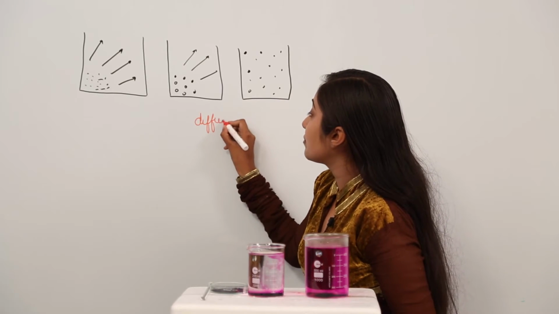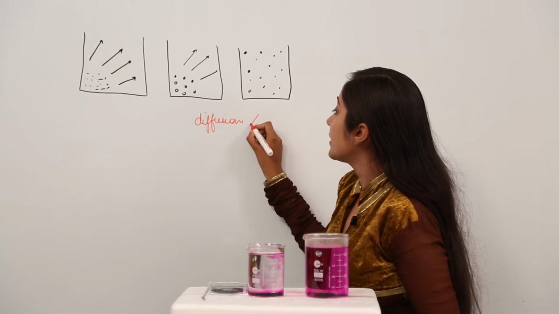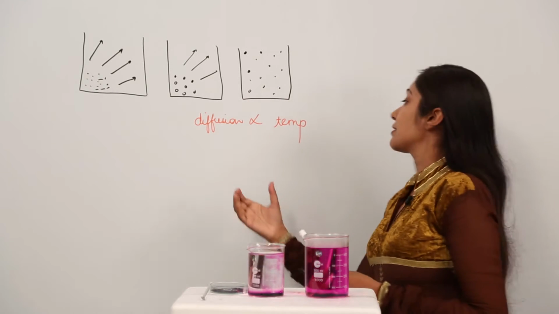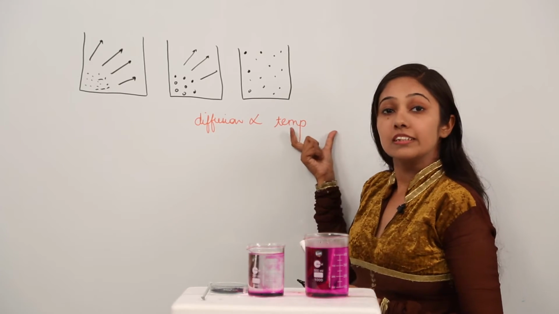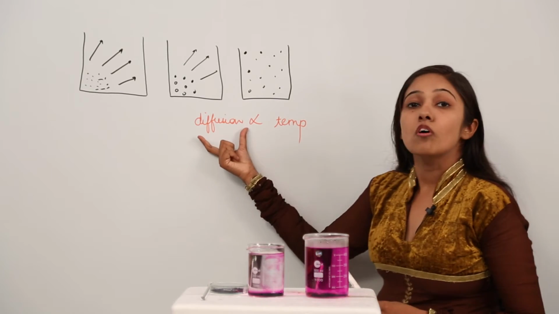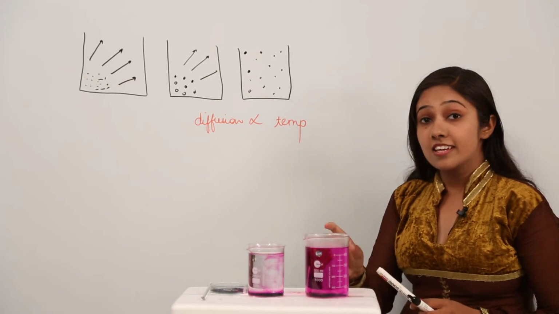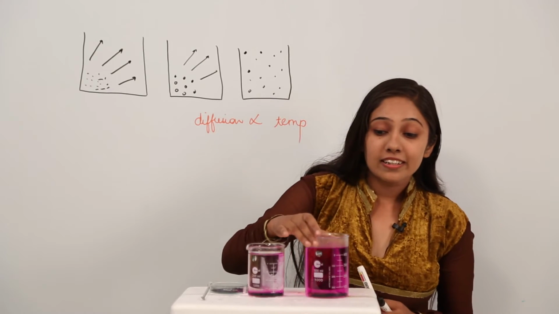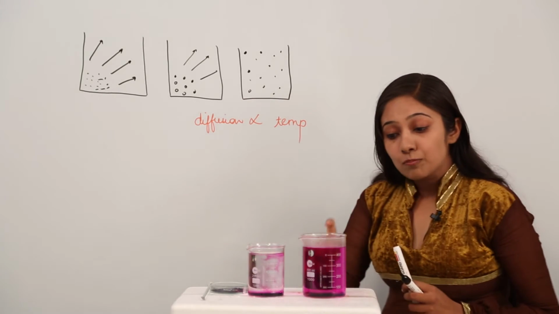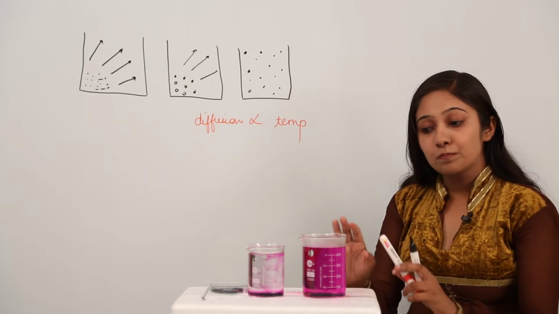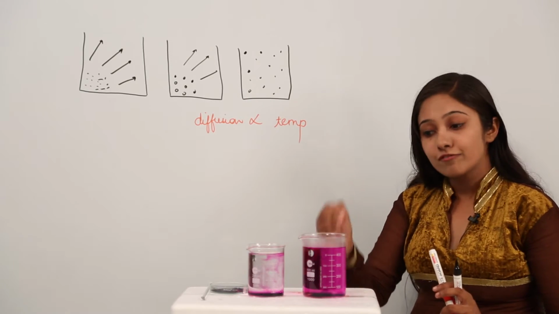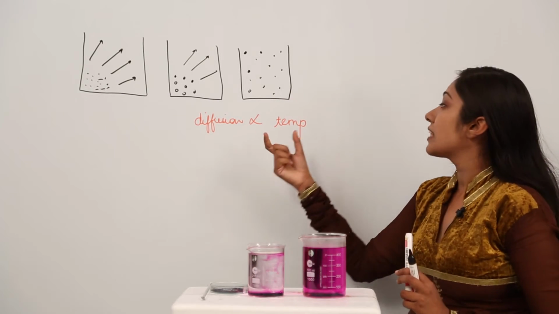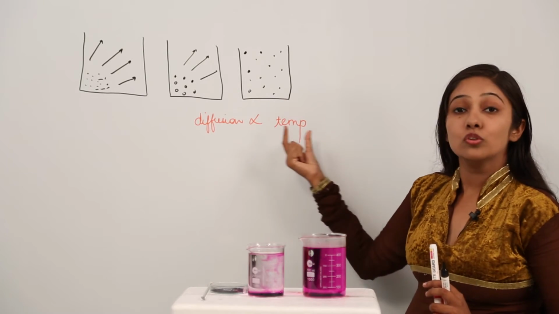Diffusion is directly proportional to temperature. What I mean by this statement is, as the temperature increases, the rate of diffusion also increases. So this is my motive for doing this live activity for you all. You can see that in the case of hot water, this potassium permanganate dye is spreading evenly at a faster rate as compared to this beaker containing cold water. So this proves that diffusion is directly proportional to temperature.